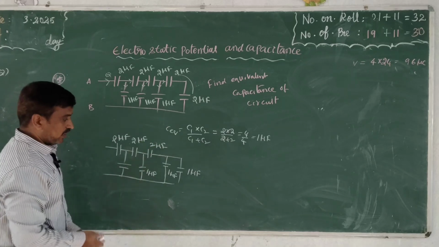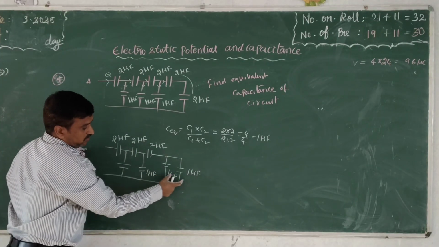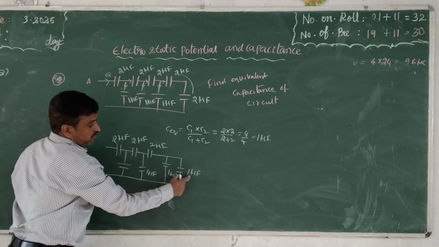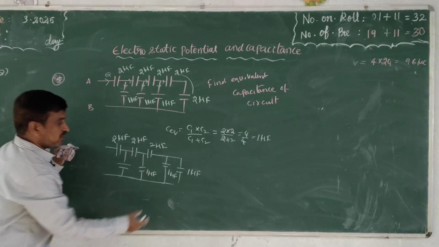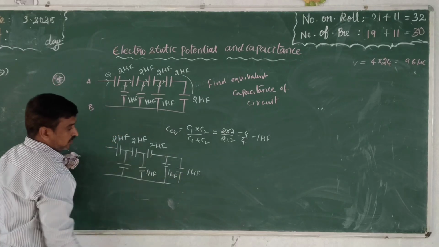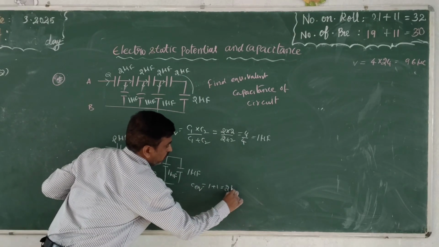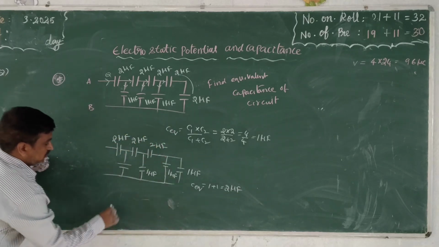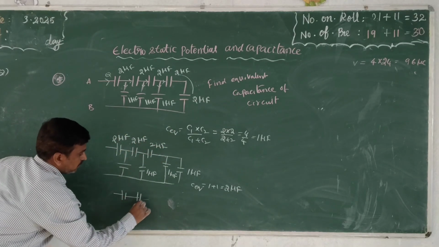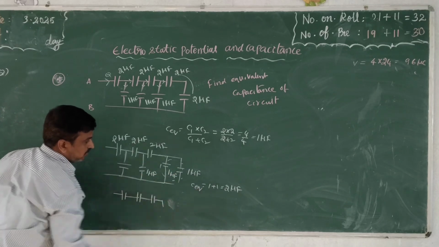This 1 microfarad again is there. See here, charge q5 is there and here q6 is there. The charge is different, so these two are parallel. Parallel means just added. What is 1 plus 1? We get 2. So C equivalent equals 1 plus 1, which is 2 microfarads. Now I write this resultant here.